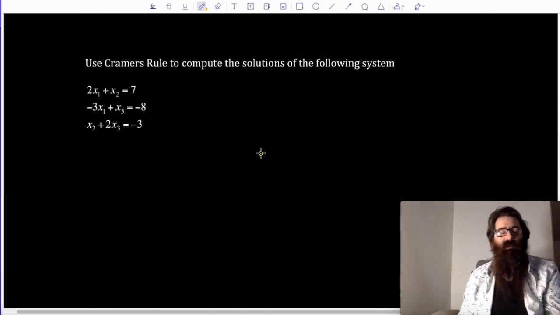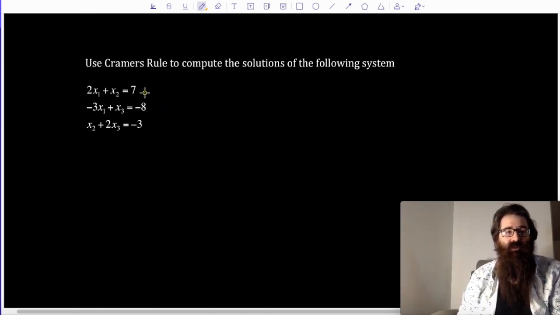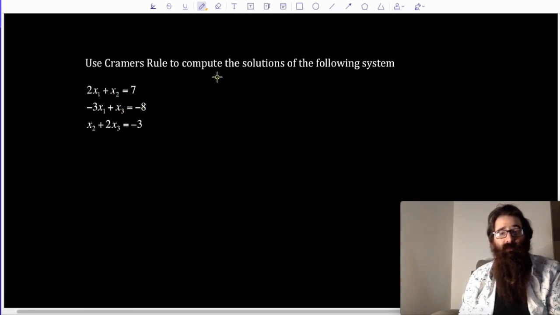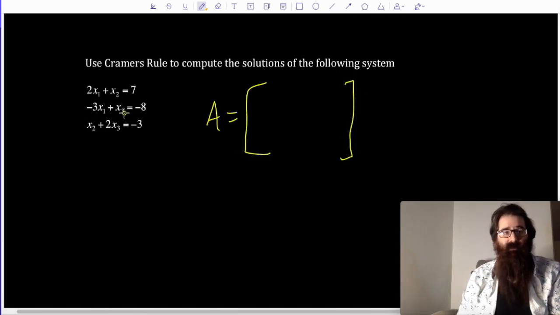Let's take a look at 3 equations, 3 unknowns. So I have 2x1 plus x2 equals 7, -3x1 plus x3 equals -8, and x2 plus 2x3 equals -3. Now when building matrix A, be on the lookout for any missing term. Because when I go to build my coefficient matrix, here this first row, I'm missing x3. So it's 2x1, 1x2, and then it would be a 0x3. Since it's missing, its coefficient must be 0.